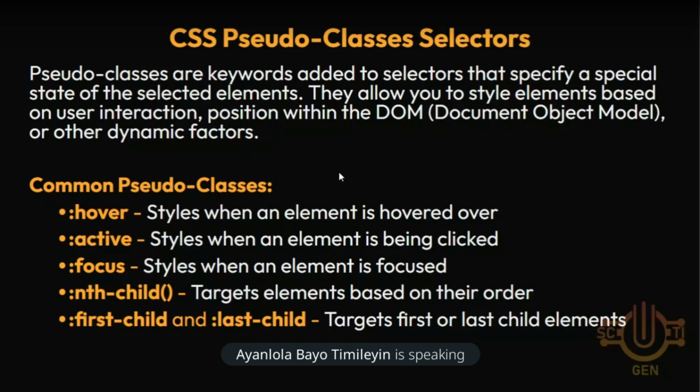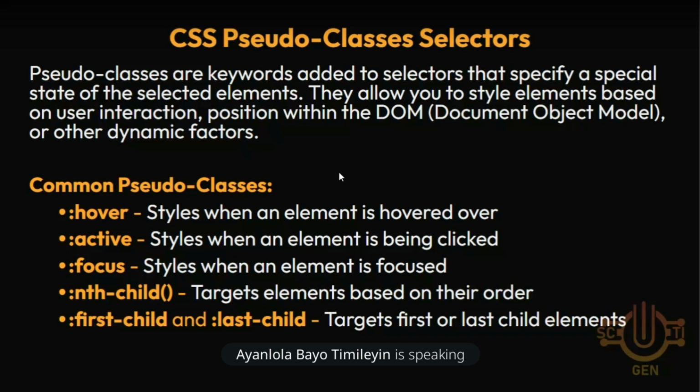Pseudo classes are keywords added to selectors that specify a special state of the selected element. They allow you to style elements based on user interaction, position within the DOM, that's the document object model, and other dynamic factors. So basically, we use pseudo classes to change the state of an element.